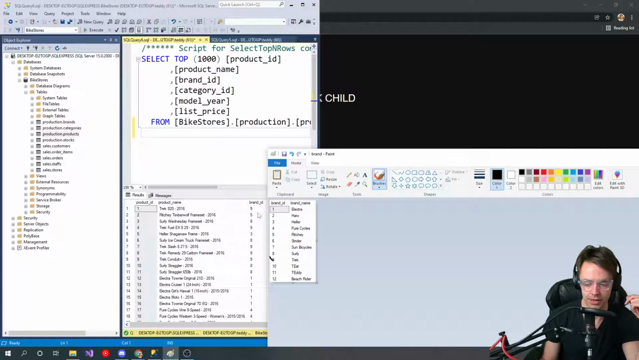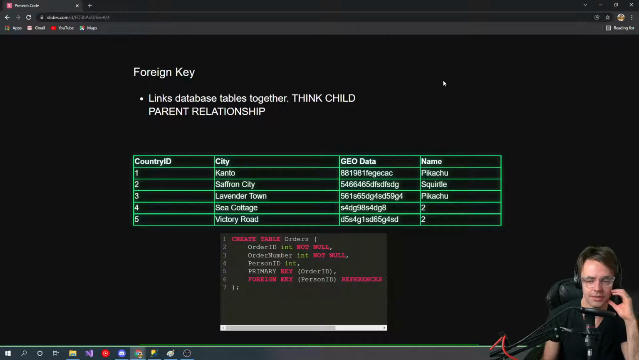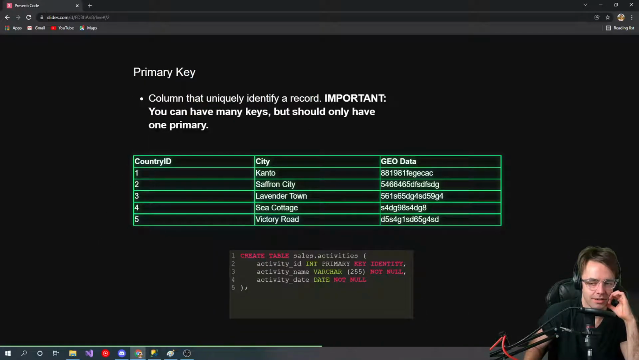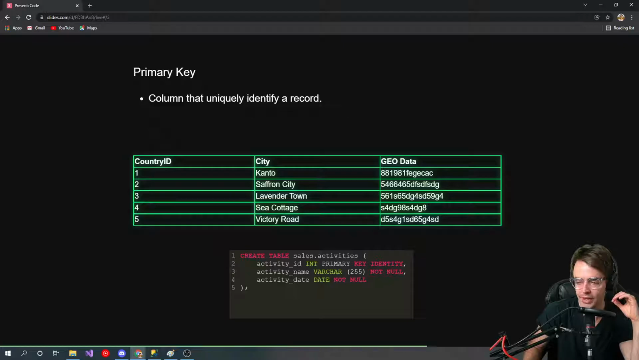These are going to be representative. So 9 is going to be Trek, 5 is going to be Richie, 8 is going to be Surly, 9 is going to be Trek, and 3 is going to be Heller. And that's really the whole idea of a foreign key. Another thing is that you want to think of the foreign key as almost like a parent-child relationship. Here's the way that I remember it, something I just made up in my mind: whenever I think primary key, I think parent. The primary key is usually the parent, and the foreign key is usually the child. That's the relationship.